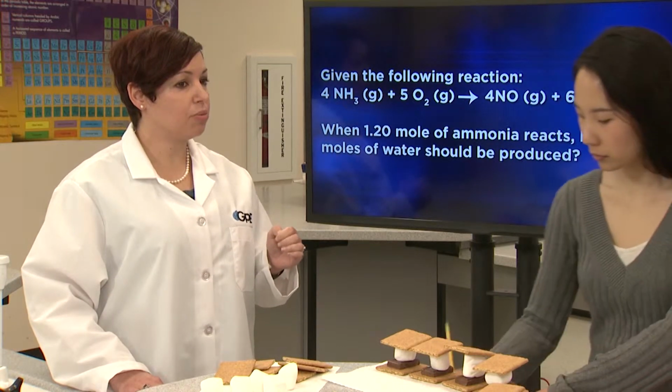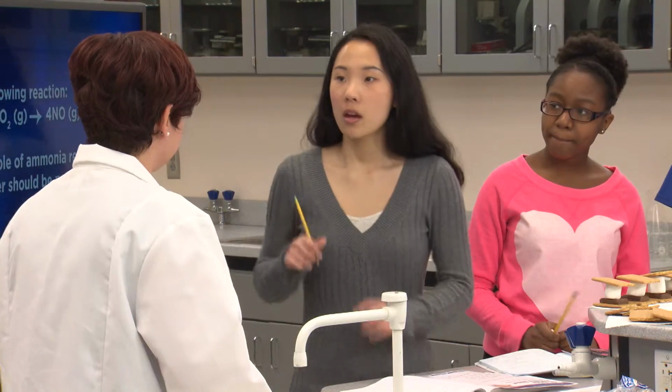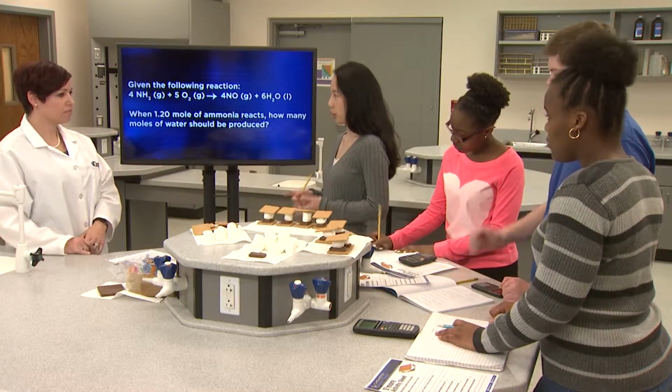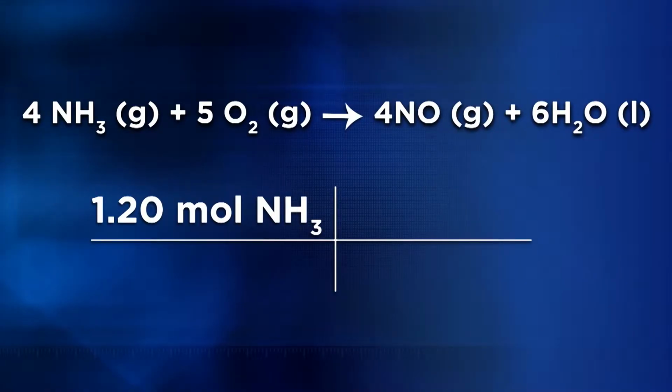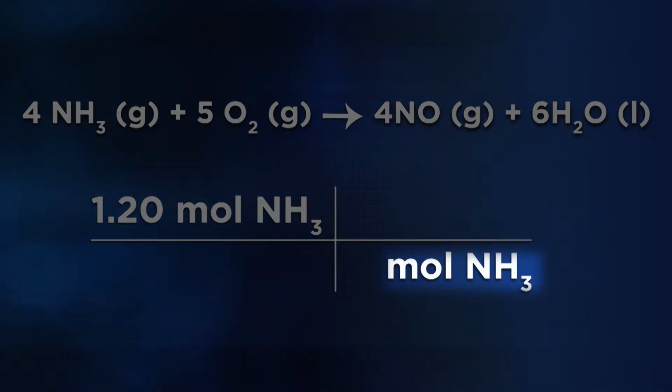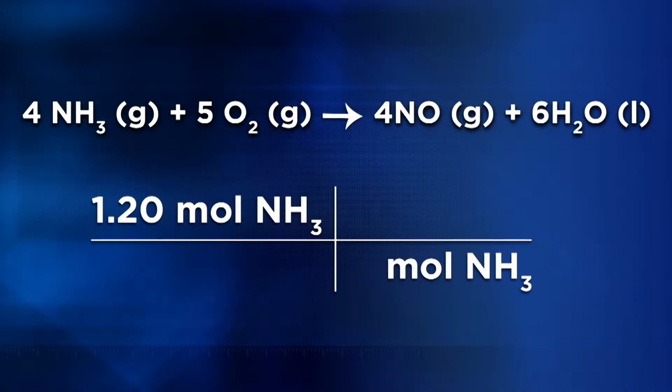Now, the first step would be what, Michelle? Place what is given to you in the upper left-hand corner of a conversion chart, which would be 1.20 moles of NH3. Good. And what's next? We let the units guide the conversion. So we bring down the moles of NH3 down to the next denominator of our chart. Great. Then what do we do?